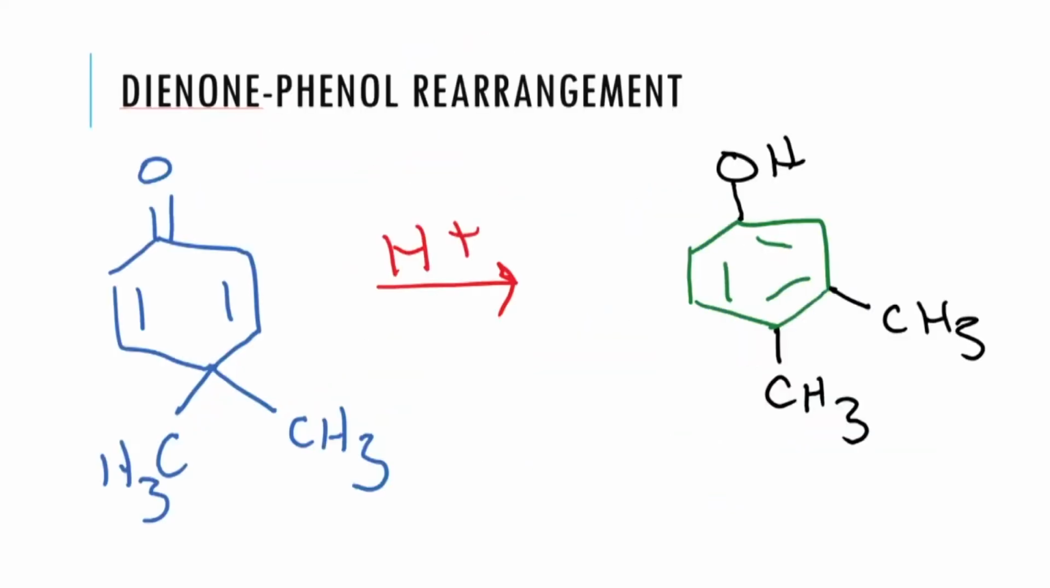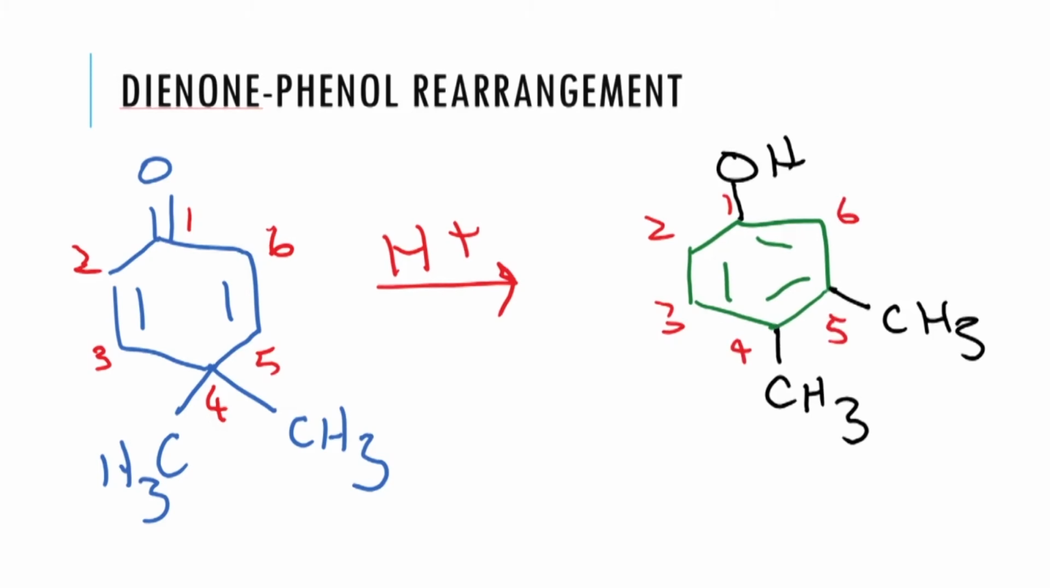Let's move on to the next rearrangement, which is called the dienone-phenol rearrangement. This is called a dienone because it's a ketone which is attached to two olefins, and in the presence of an acid, it undergoes a rearrangement to give you a phenol. So now let's just number these carbons over here so that we can understand what is going on. 1, 2, 3, 4, 5, and 6. So if you see here, this is 1, 2, 3, 4, 5, and 6.